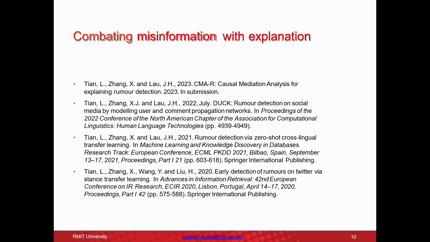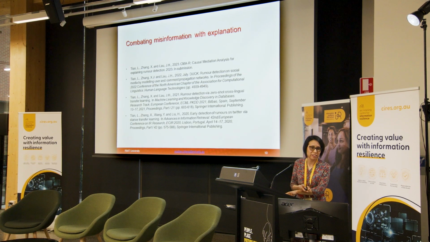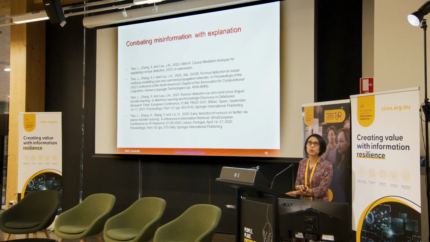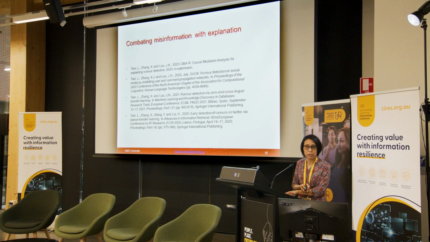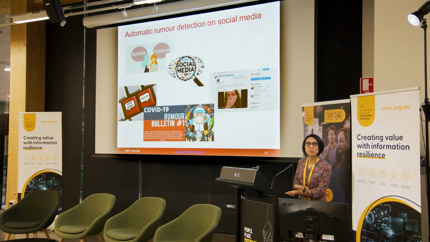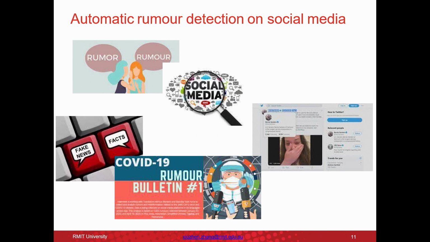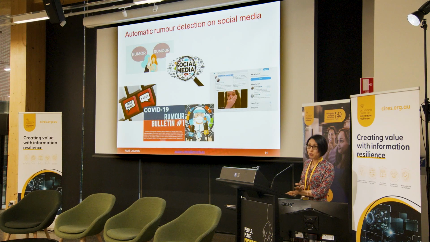So the first topic is on combating misinformation with explanation. What I'm going to talk about next is based on several papers that we have published in the past several years. And specifically, what type of misinformation do we focus on? Actually, we're talking about rumors. Roughly speaking, what are rumors? Rumors are unverified stories that are widely spread. And I'm talking about this in the context of social media. Okay? Social media has actually become the super spreader of rumors.